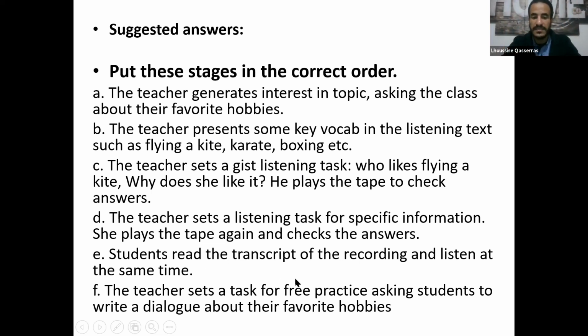E, students read the transcript of the recording and listen at the same time. And F, the teacher sets a task for free practice. It's the production or the post-listening. Is it clear so far? Yes.